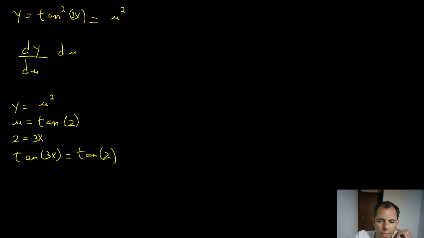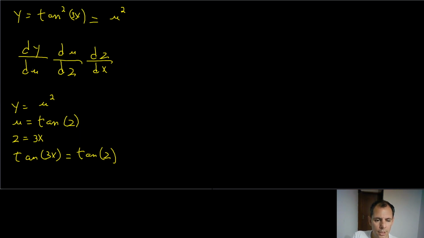u is a function of z, so du/dz. And z is a function of x, so dz/dx. You can see that in the end, what you want to do, because what is the original format? It's this one. So you want to derive this with respect to x. Look at this: you cut this one with this one, and this one with this one. What are you left with? dy/dx, which is what you want, right? So let's do this very slowly.